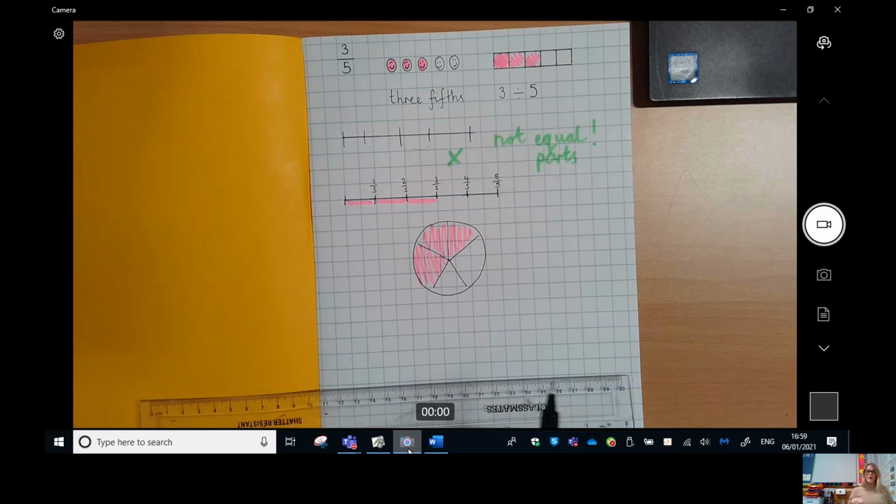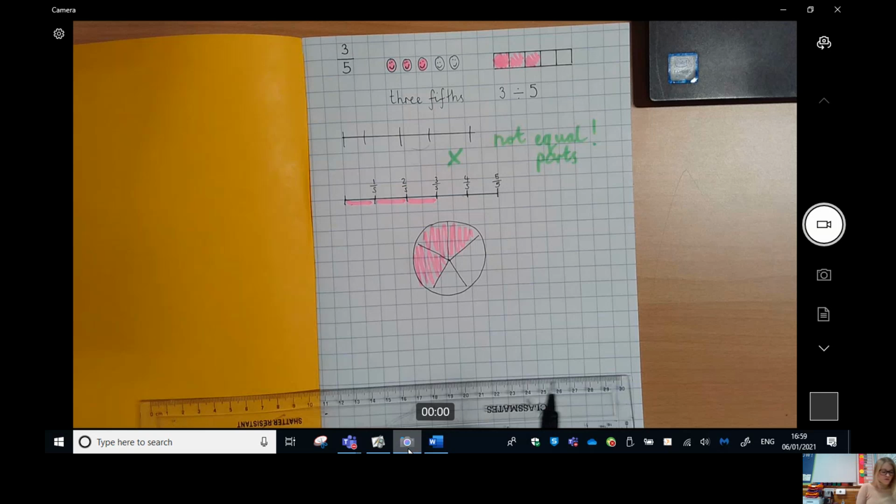I'm just going to do one more representation because at the minute I've just used equal 5 parts in each one. So I want to make it a bit more interesting. I might do 1, 2, 3, 4, 5, and repeat that in rows. So I've got 5, 10, 15, 20, 25 dots.